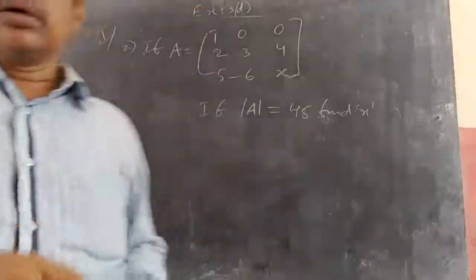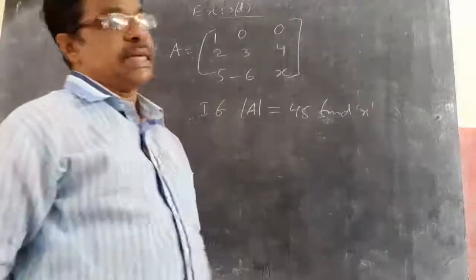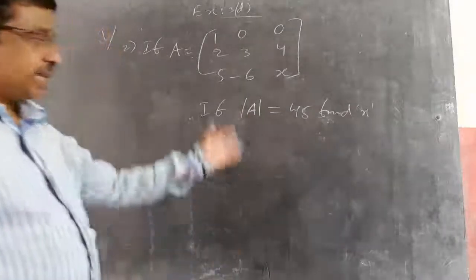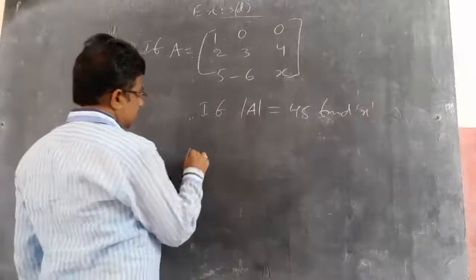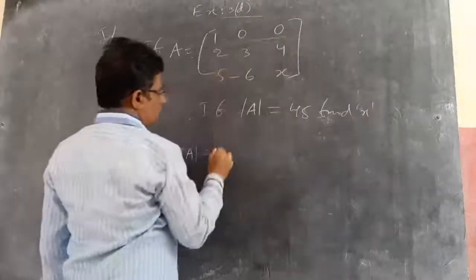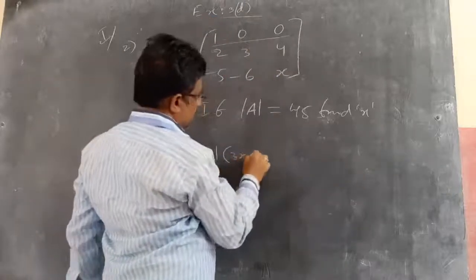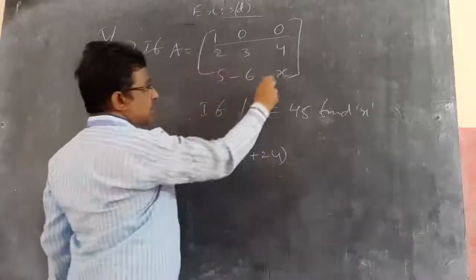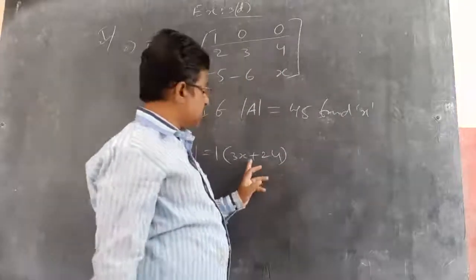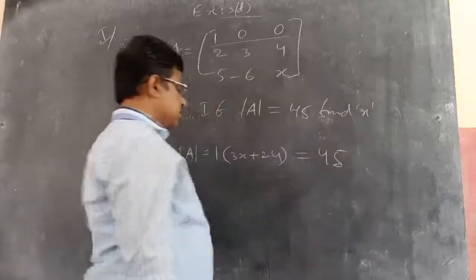Next, one more sum. If A equal to 1 0 0, 0 2 3, 4 5 minus 6x and det A equal to 45, find x. So you will find det and make it equal to 45. Det A, take first row because 2 zeros are there. So if I take this row, 1 into closing this row, this column, 3x minus of minus plus 24, that is minus 24 again. So 3x plus 24 is giving it as 45.